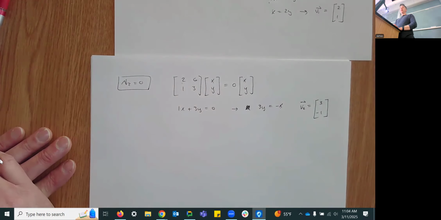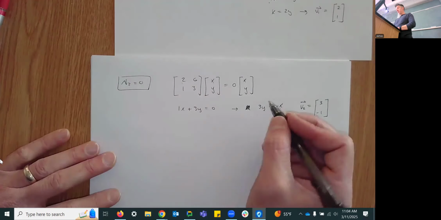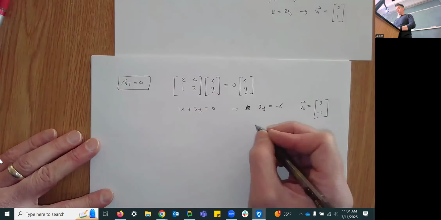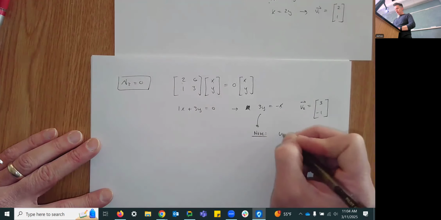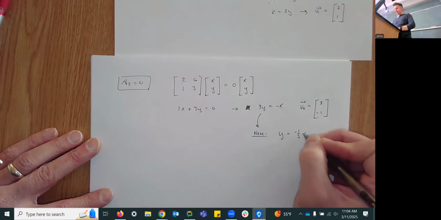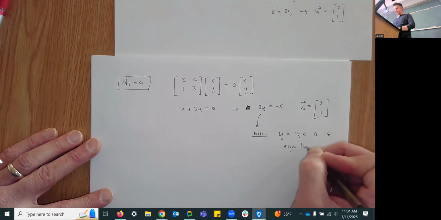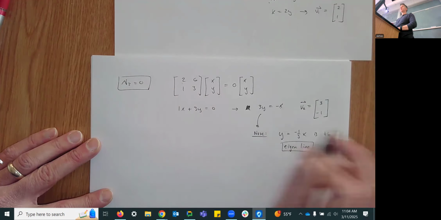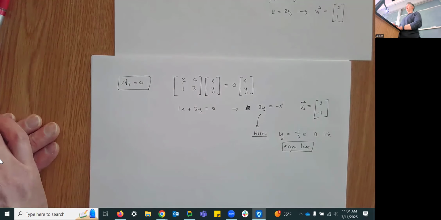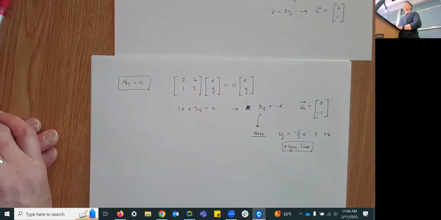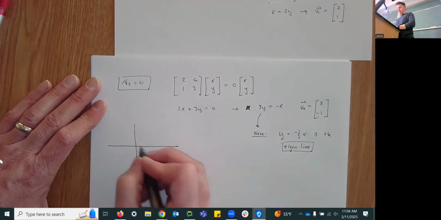Another reason I like using x and y is if you have to find the eigenline, you can just take this equation and solve for y. So if you divide both sides by 3 here, y equals negative 1/3 x is what we call the eigenline. It's the line that if you drew any vector from the origin to any point on that line, it would also be an eigenvector for that eigenvalue.